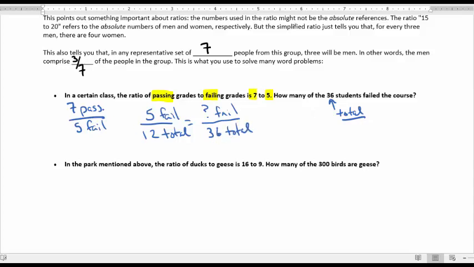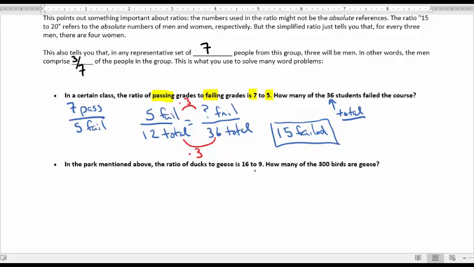And in the next section, we'll solve this kind of problem by cross multiplying. We'll think of these as proportions, but at this point, you can just think of these as equivalent fractions. So how did I get from 12 to 36? All right, well, I multiplied by 3. So I do the same thing here, multiply by 3. So 5 failed times 3 is going to mean that 15 failed, right? So 15 out of the 36 failed.